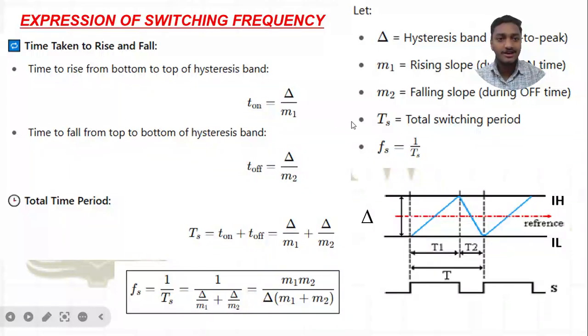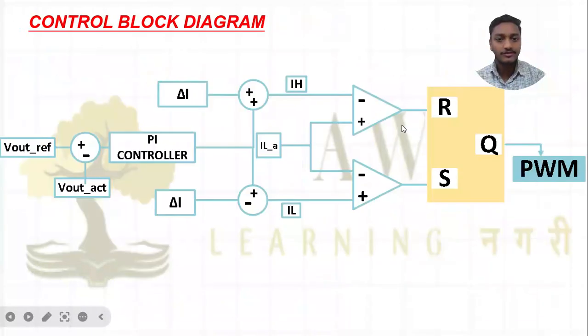Now this expression of the switching frequency we have already seen, so you are much more familiar with it. Now we will move forward. The overall control block diagram I am going to explain to you right now, and then we will implement this control block diagram in MATLAB and run the simulation for the buck converter.